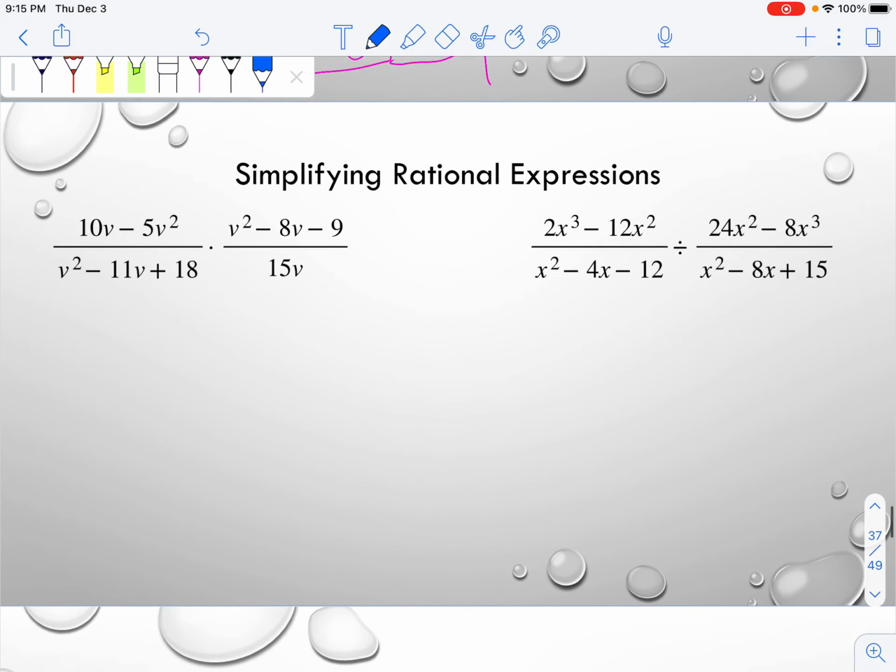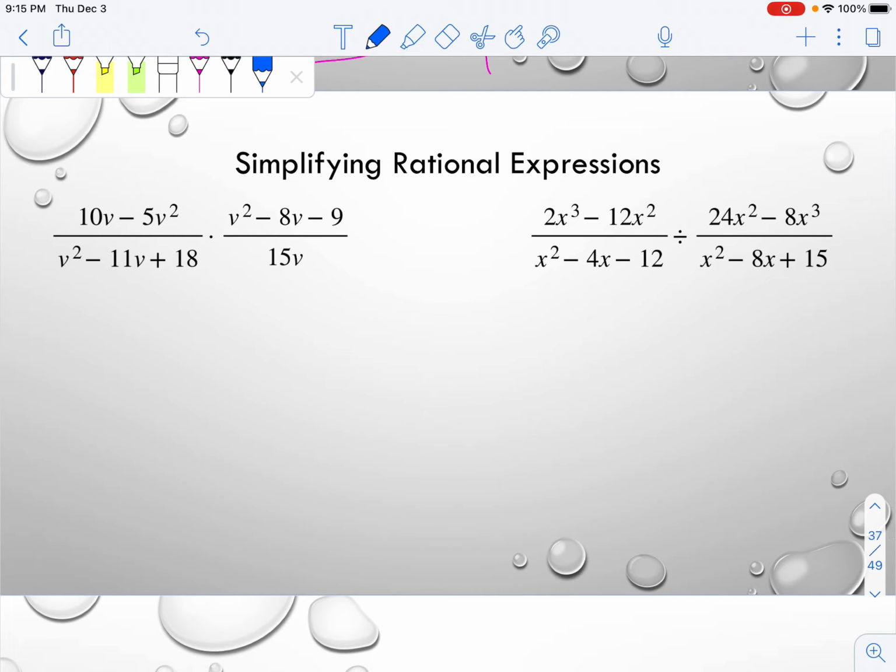A lot of what we get into now, some of these questions look extremely intimidating because they're very long. But once again, if we break it into a product of its factors, into its smaller parts, we can see how things cancel out and disappear. So you just have to do one thing at a time. We're going to start with the 10v minus 5v squared. What do we have in there? 5v is our greatest common factor, which leaves 2 minus v.